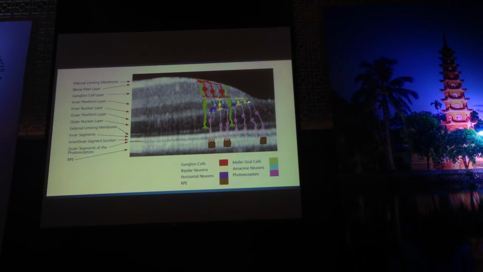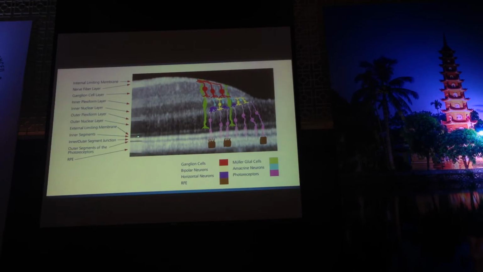Here lies the inner nuclear layer, and next to that is the outer plexiform layer, which is basically a fiber from the photoreceptor itself. The outer nuclear layer is the nucleus of the photoreceptor. The external limiting membrane is a junction between the photoreceptor nucleus and the inner segment. And here is the inner segment.